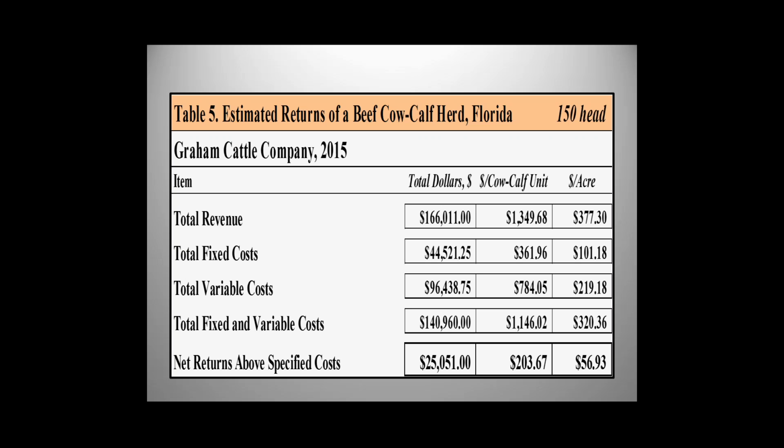Now, Table 5 is our overall summary table. It's simply an abbreviated version of Table 4, just without all the detail. Sometimes it's just simpler for us to look at our revenues, fixed costs, and variable costs, as well as the resulting net incomes above specified costs when comparing what-if alternatives for our cow-calf operation. Now, for this specific example, we had net returns of $25,051 or $204 per cow-calf unit or $57 per acre.